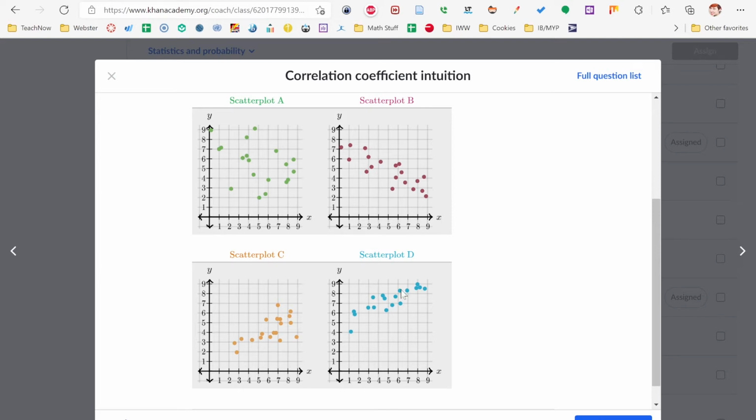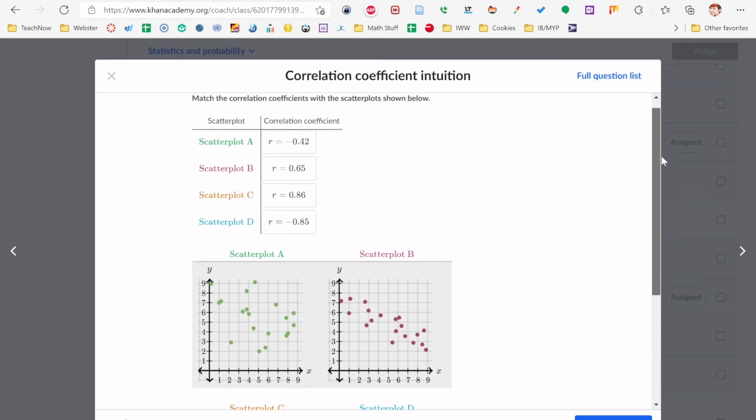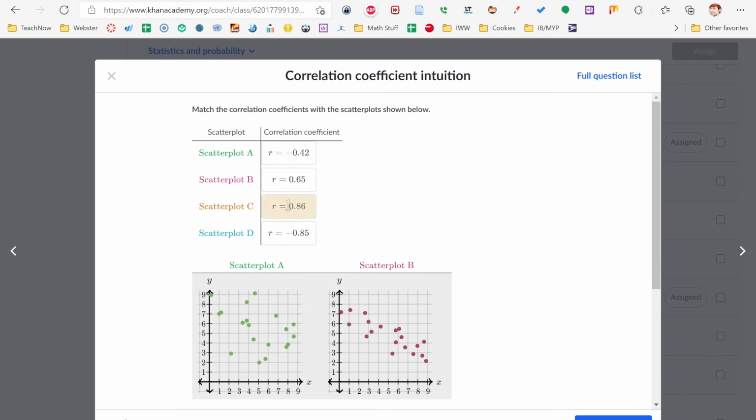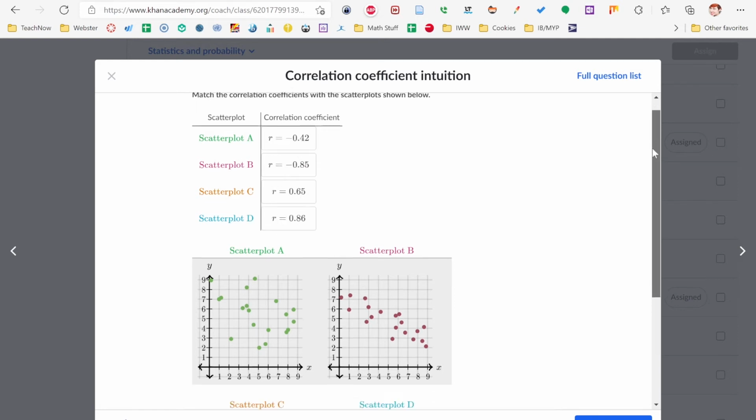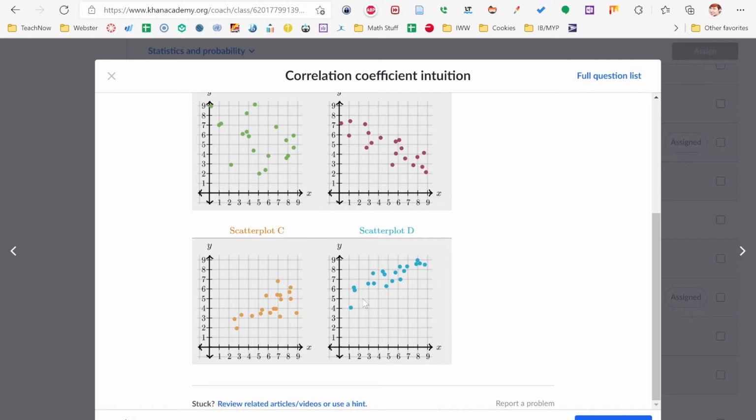So D, that's really tightly packed. Those dots are really nice together. C is actually pretty okay. They are pretty tightly packed as well, but not as tight. So I expect scatterplot D to be a positive number, pretty close to 1. Scatterplot C is also a positive number, but it's not as close to 1. So coming up here, my biggest value is going to be the 0.86 and C is 0.65. Both of these are positive. Scatterplot D is closer to 1 because those points are making closer to a straight line than in C.